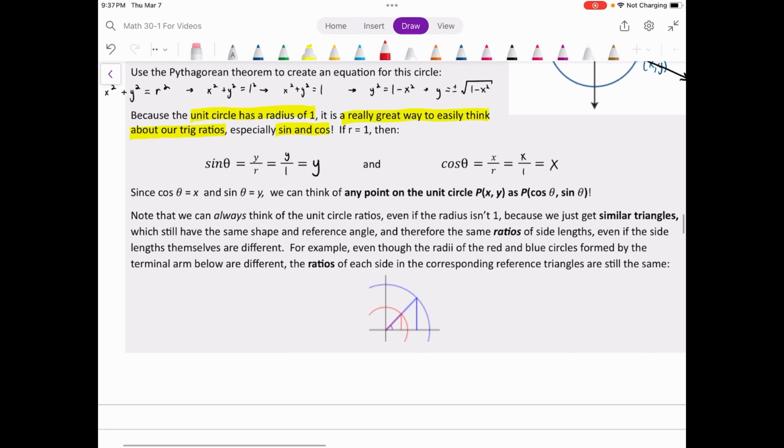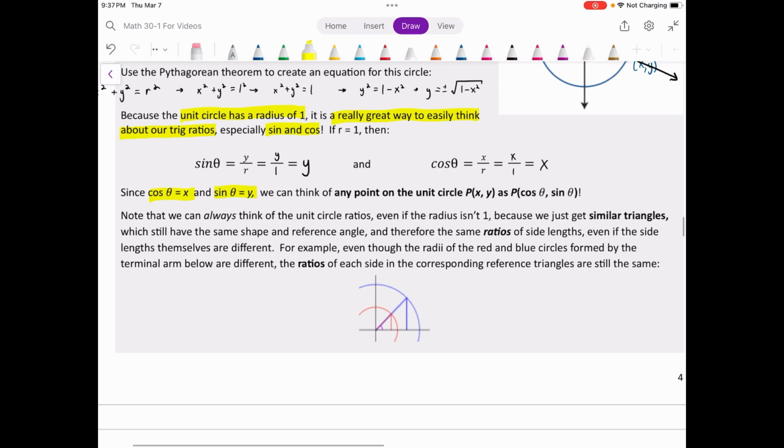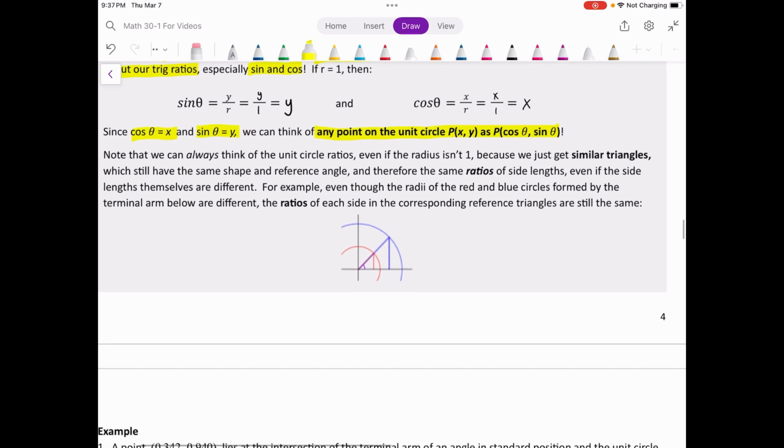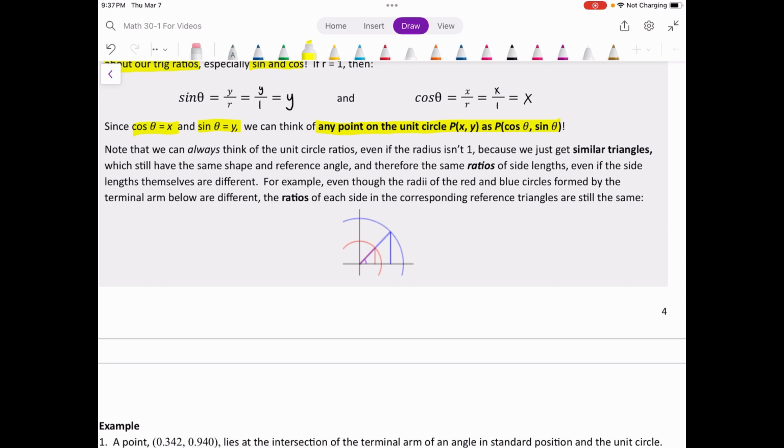Pretty powerful stuff, right? Because now that we know that cos theta is x and sine theta is y for any point on the unit circle intersecting with the terminal arm of an angle, we can think of any point on the unit circle as (cos theta, sine theta). The x coordinate will just be cos theta. The y coordinate will just be sine theta. And you might be saying, okay, that's great if we're on the unit circle, but what if we're not on the unit circle? What if the point is not found on the unit circle?